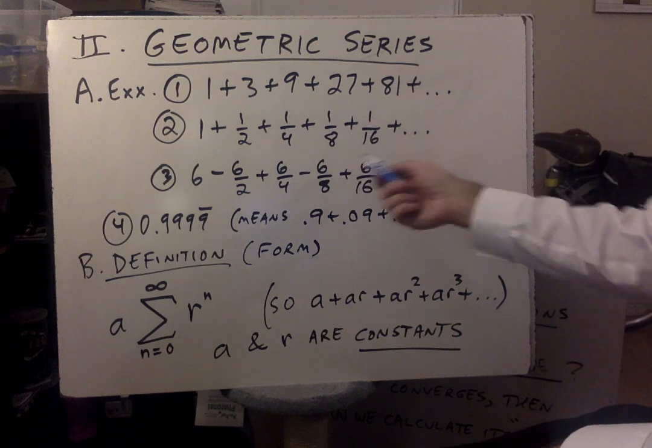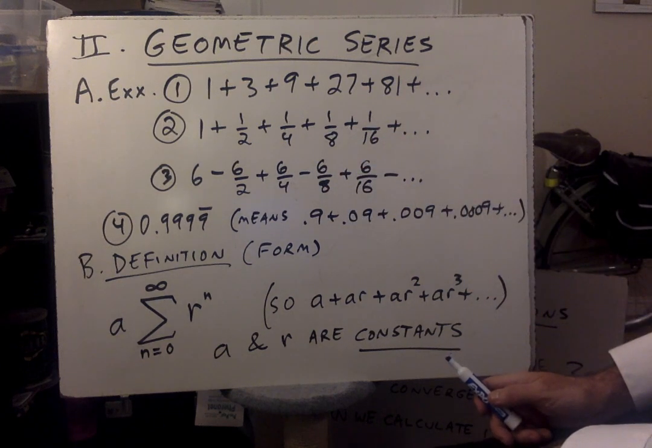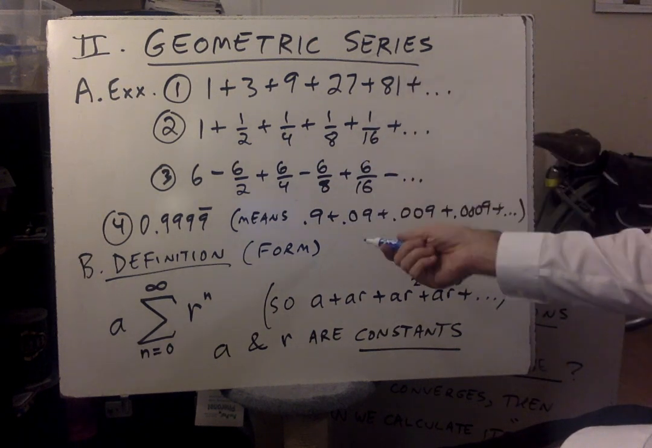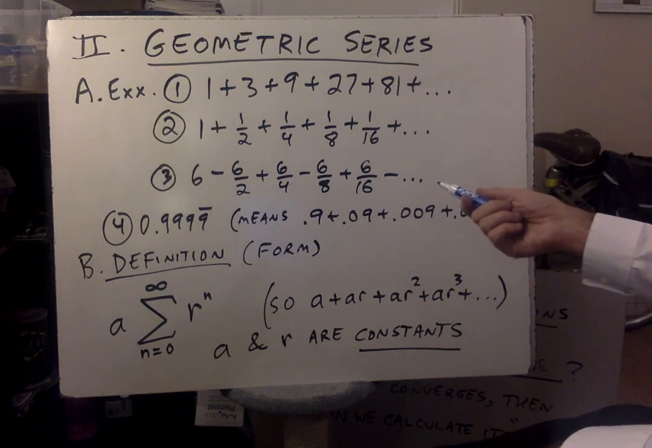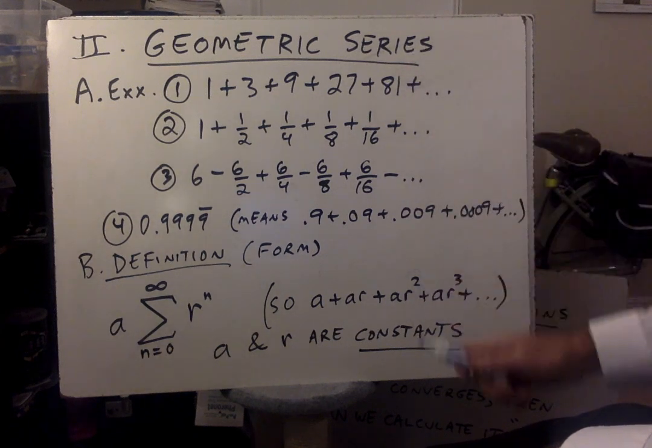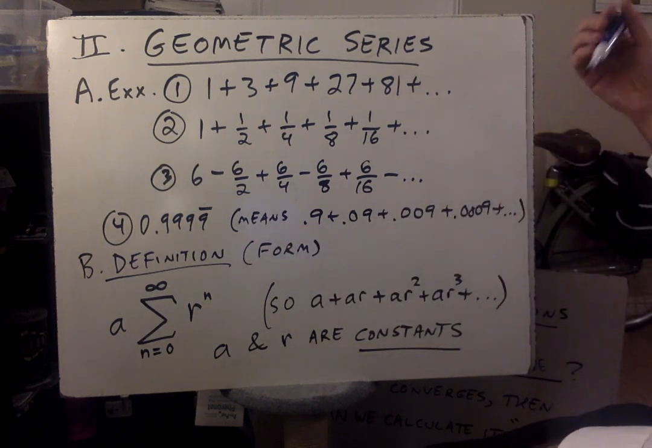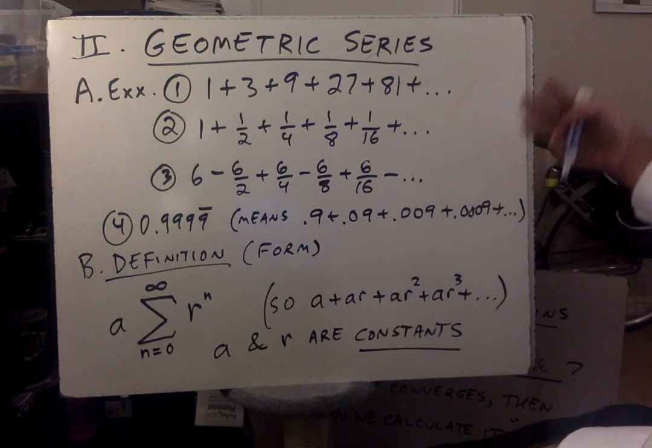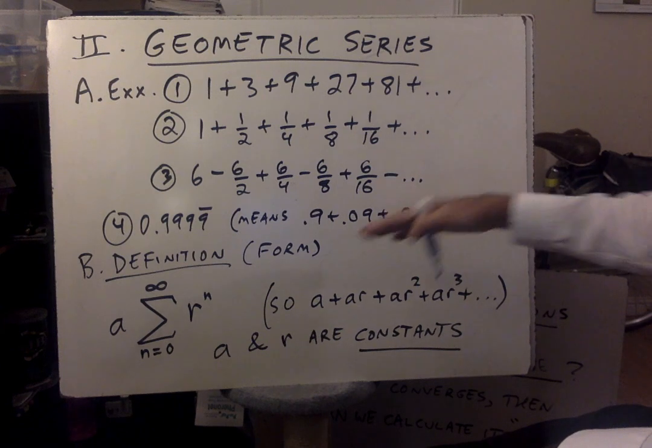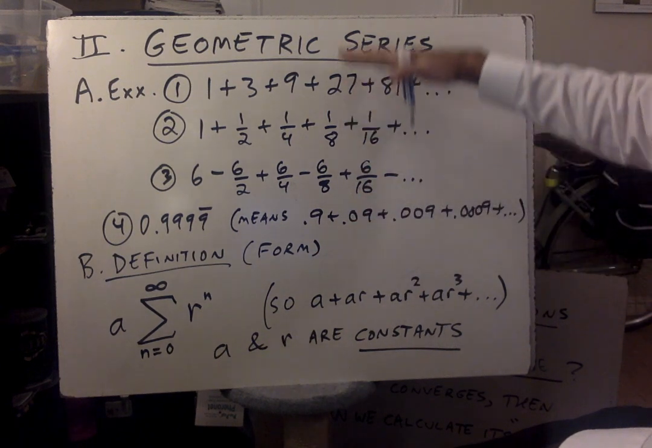Okay, take a look at these. Each of these is a geometric series. You see what they have in common, what makes them all geometric. You may not see that right away, but it'll come out as we do the video. All right, here's the definition. What makes a series fall into this family, the geometric series? What's the form of this series that all 4 of these have in common?